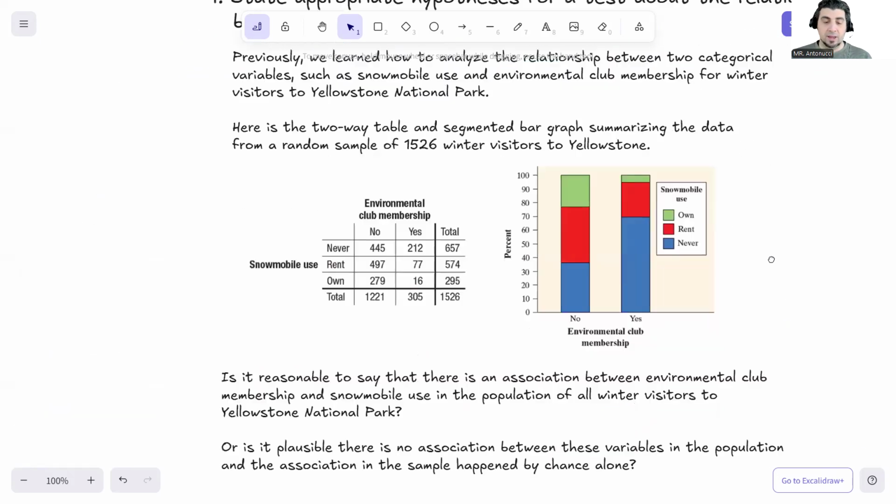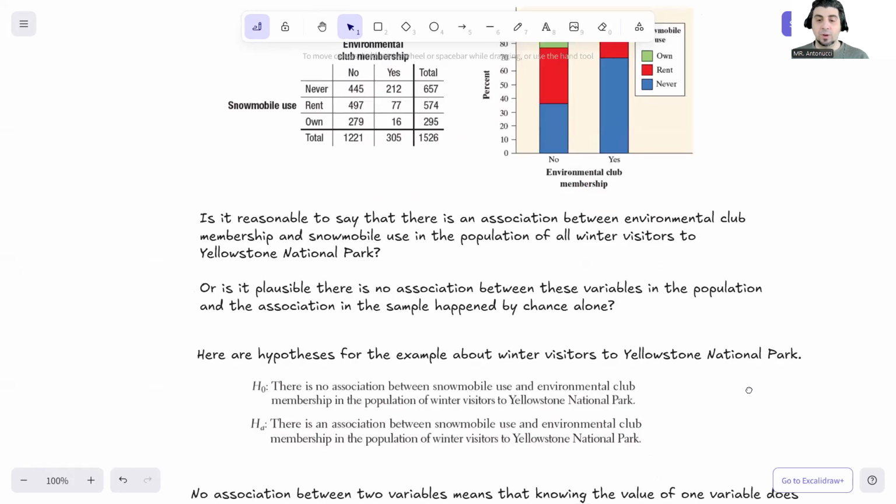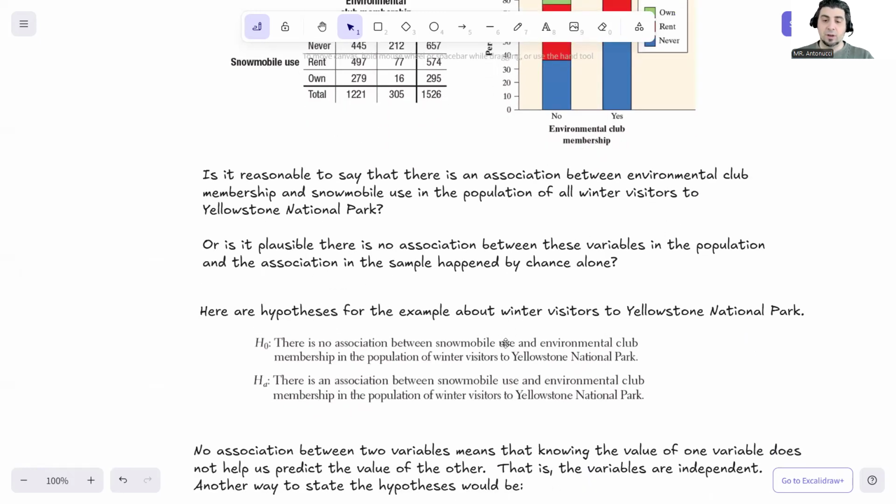And so the question: is it reasonable to say that there's an association between environmental club membership and snowmobile use in the population of all winter visitors to Yellowstone National Park? Or is it plausible there's no association between these variables in the population and the association in this sample happened by chance? So here's how we would write the hypotheses for this example about winter visitors to Yellowstone National Park. The null could be there is no association between snowmobile use and environmental club membership in the population of winter visitors to Yellowstone National Park.